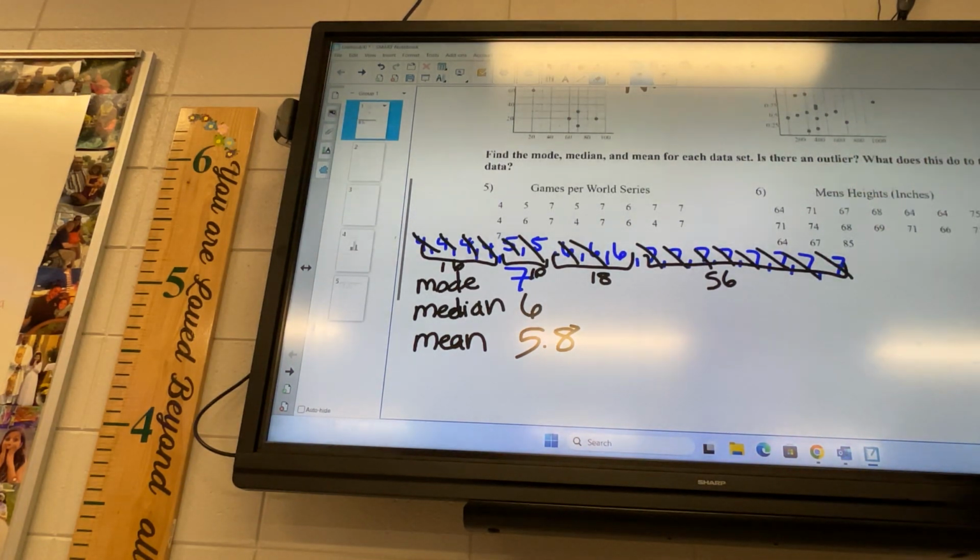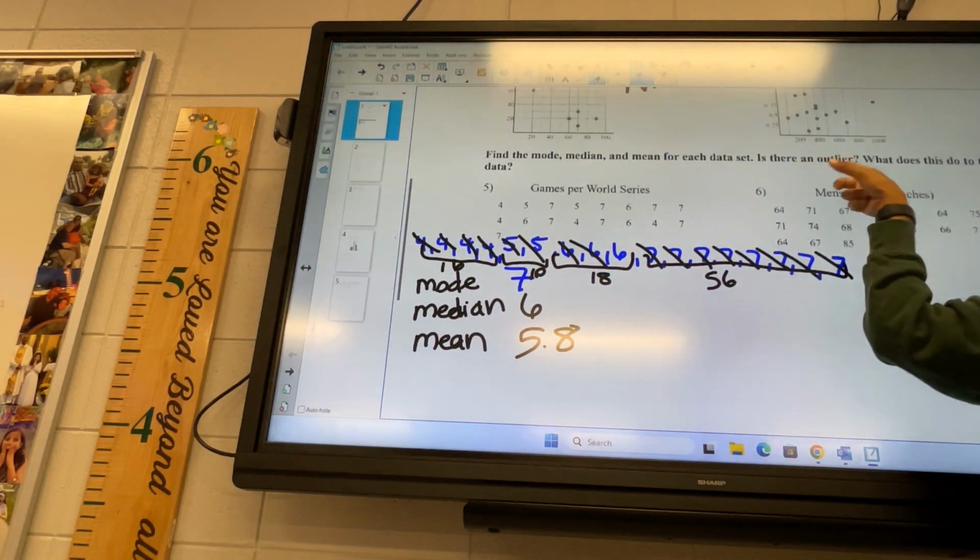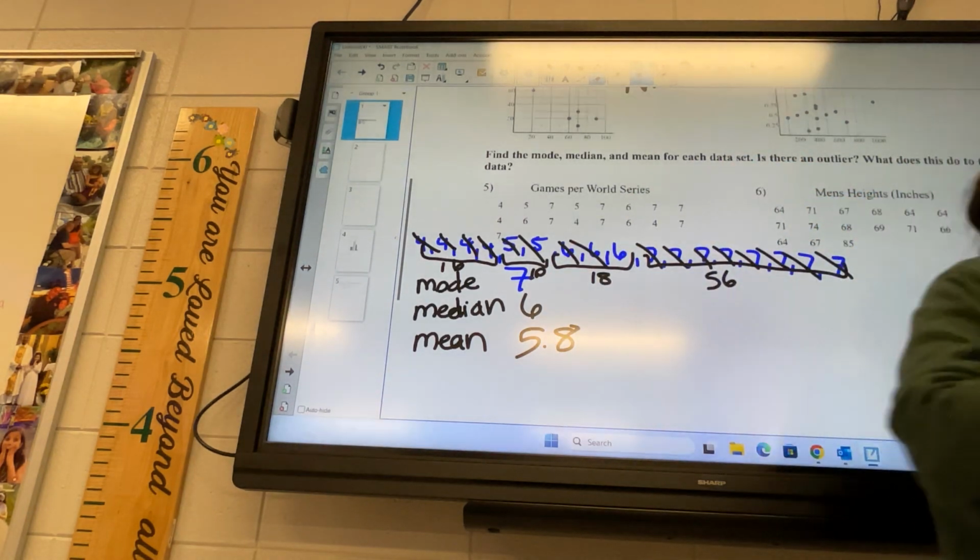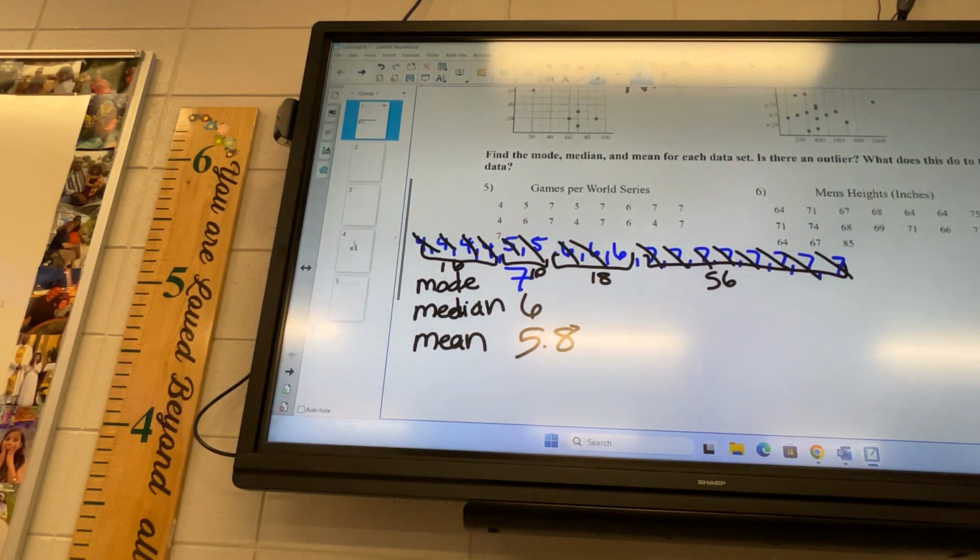Is there an outlier? No. Okay, what would be an example of an outlier? Like it goes 1, 2, 3, 4, and then 7. Okay, if you're using this data, what would be an example of an outlier? The one that we're doing, because that's what we're answering the question for. For number 5.